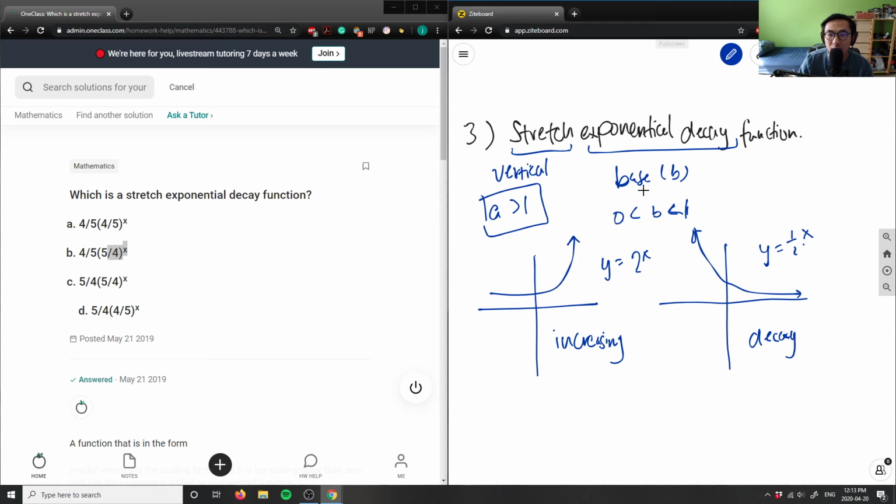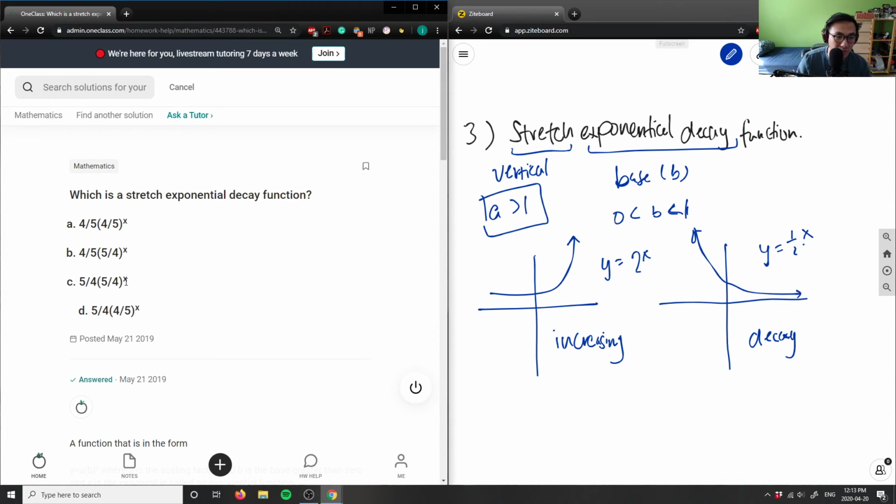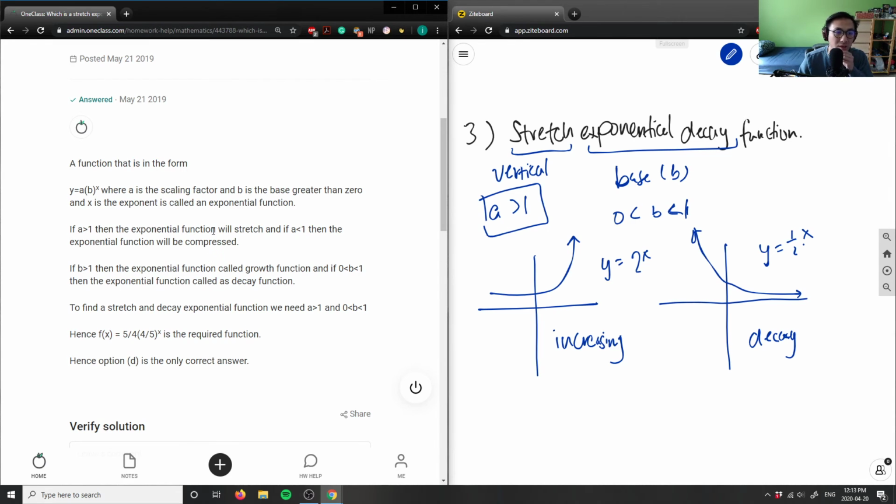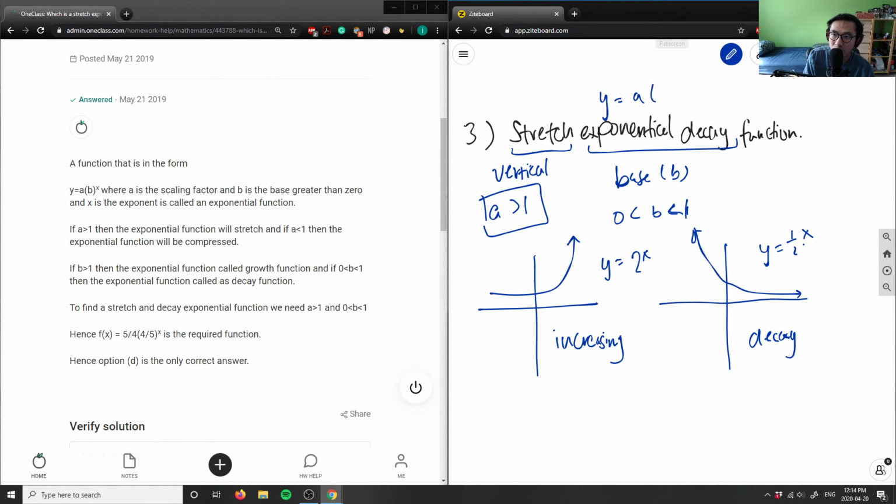So if B has to be between 0 and 1, which means between C and D, only D is my correct answer, right? A is greater than 1, 5/4 is greater than 1, and 4/5 is between 0 and 1. So in this case, D here is my correct answer for a stretched exponential decay function. So let's look at our answer here. It says y equals AB, where A is a scaling factor, which is the vertical stretch factor. That's good. B is the base greater than 0, and x is the exponent, where it's an exponential function, right? So they're saying that y equals a b to the power of x, which is good.